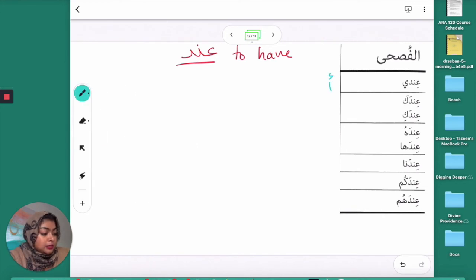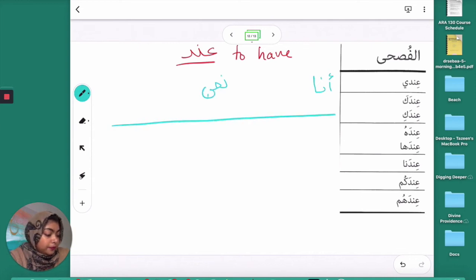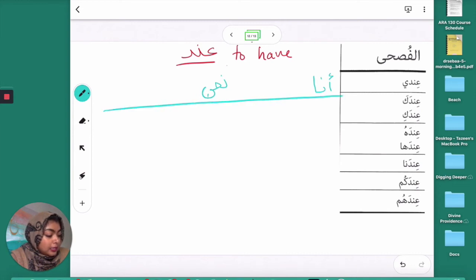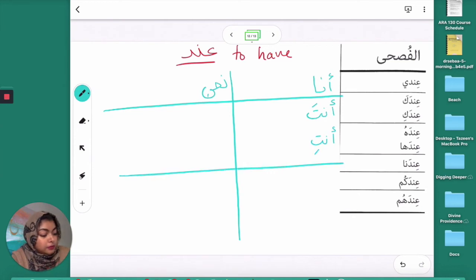Your book, of course, gives you this order, but I'm going to give you the same chart that we did before just because I just think it's easier. I just think it's an easier way of breaking down the pronouns so that you can recognize the patterns.